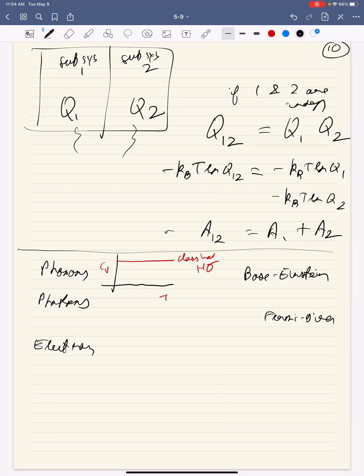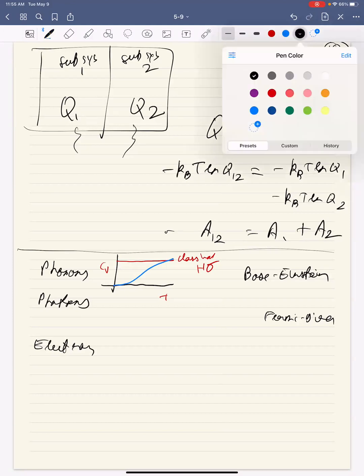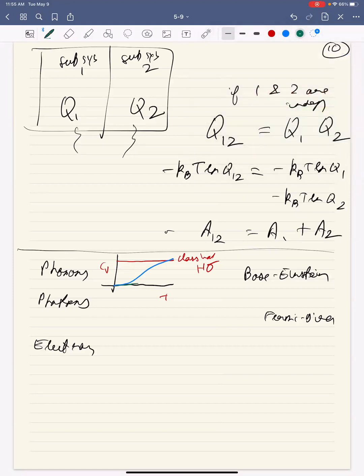So Einstein and Debye were able to derive expressions for this. The Debye expression goes as T cubed, while the Einstein expression drops down too quickly and goes over something like this. So this was Debye, and this was Einstein, which was roughly exponential, while Debye was T cubed.